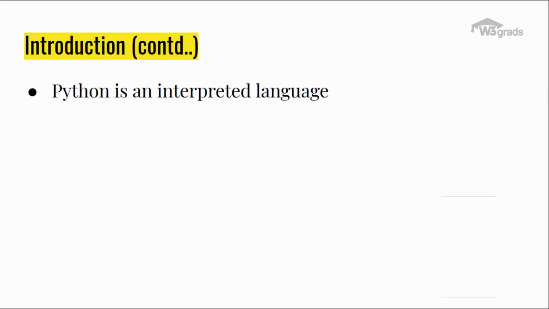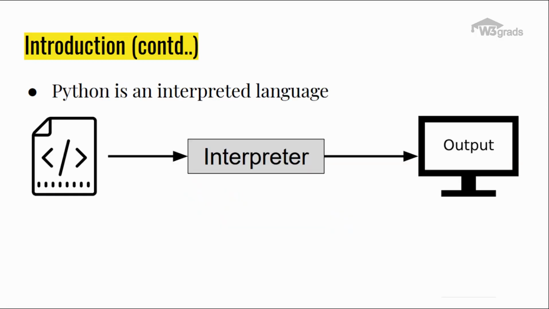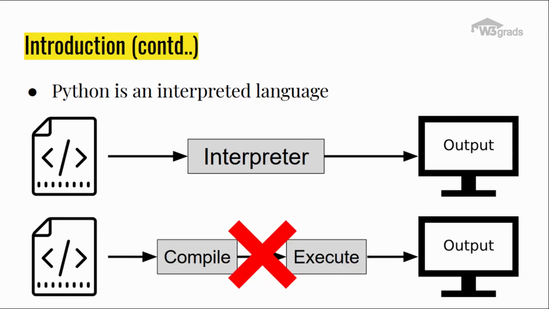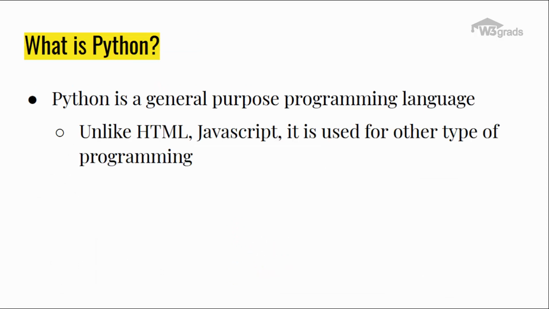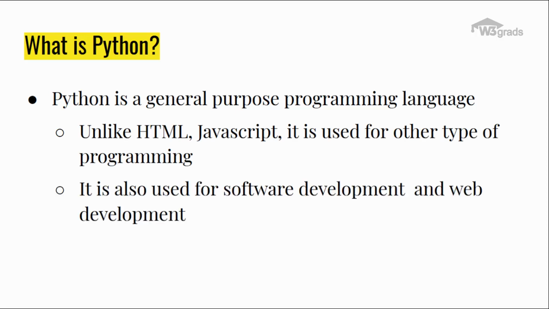Python is an interpreted language because the code is processed by the interpreter at runtime, which means that you do not need to compile the program before you go ahead with the execution. It is a general-purpose coding language, which means that, unlike HTML, CSS, and JavaScript, it can be used for other types of programming and software development besides web development.